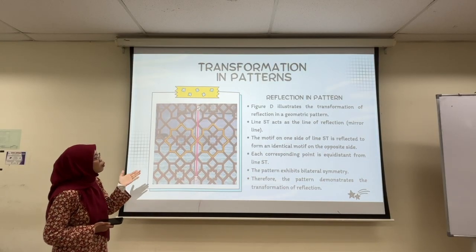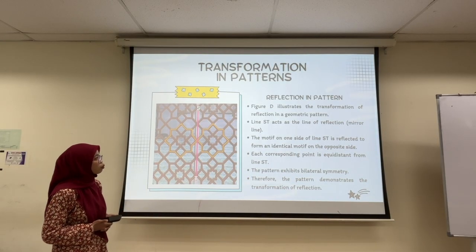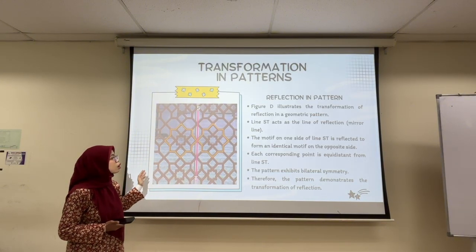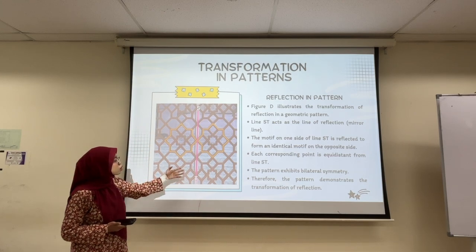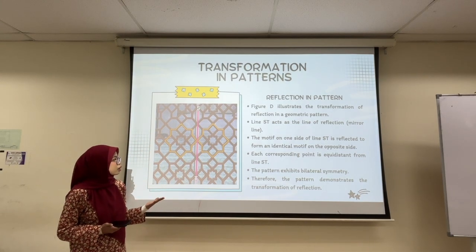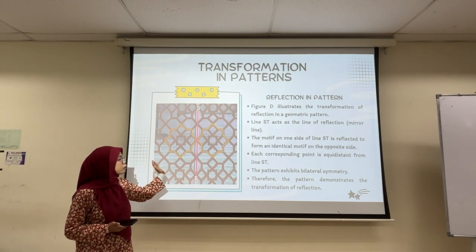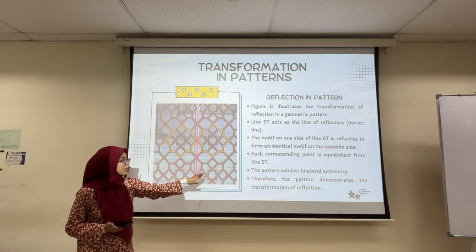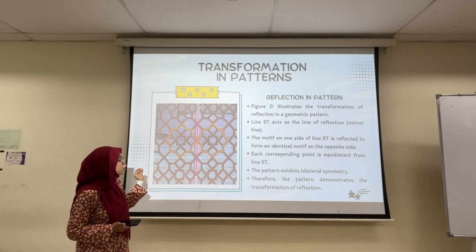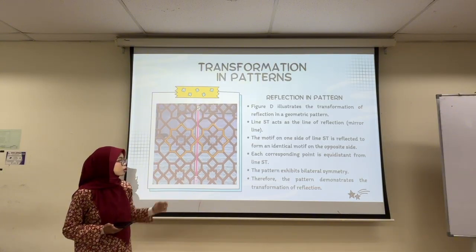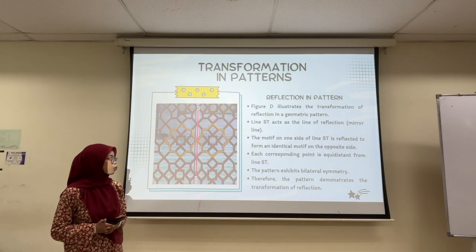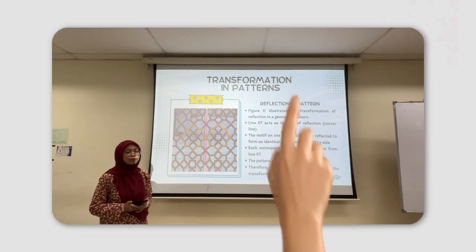For the transformation in patterns, we have the reflection in pattern, where figure D illustrates the transformation of reflection in the geometric pattern. Line ST acts as the line of reflection, which is a mirror line. The motif on one side of the line ST is reflected to form an identical motif on the opposite side, and each corresponding point is equidistant from the line ST. So the pattern exhibits bilateral symmetry. Therefore, the pattern demonstrates a transformation of reflection.